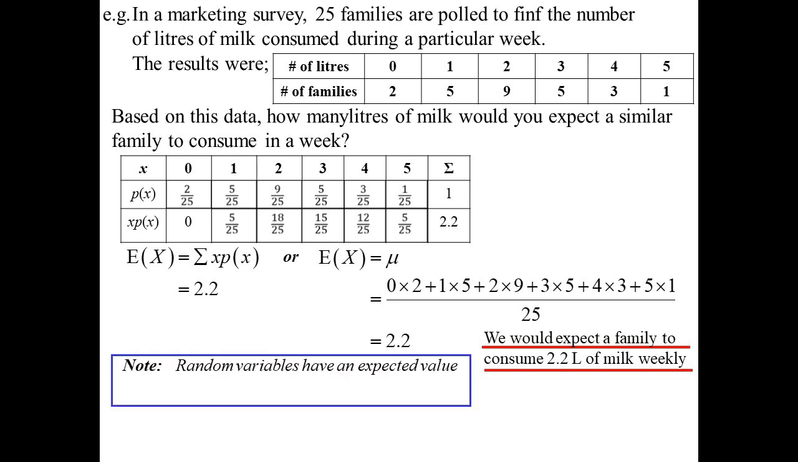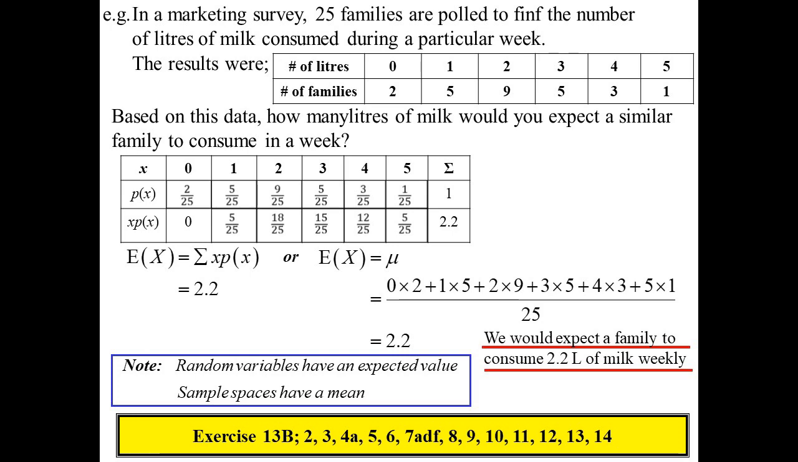Now note, random variables have an expected value. Whilst I said it's the same as the mean, technically sample spaces have a mean, whereas random variables have an expected value. All right, well, let's have a go at 13b.